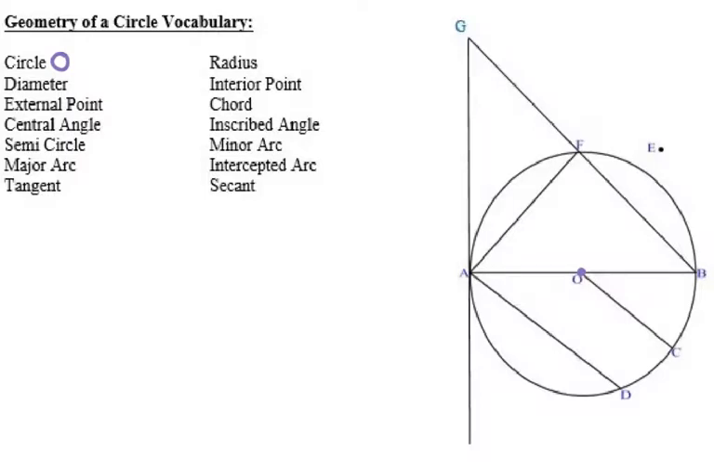Our diameter is going to go straight across, from one edge of the circle, passes through the center, all the way to the other side. So we have diameter AB shown in our circle. We have external point E shown off to the side here. And central angle is going to be an angle that has a vertex at the center point. So our central angle here is angle BOC.